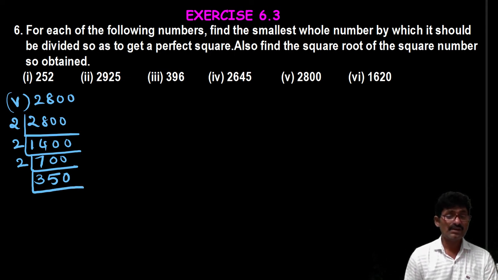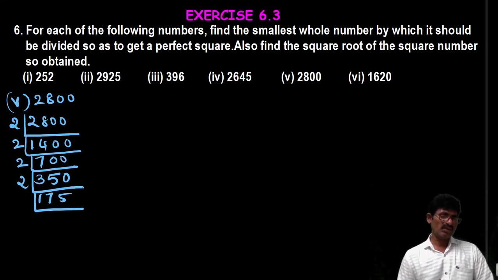Then again divide by 2. So 2 times 1 is 2. So 3 minus 2 means 1. Beside that we have 5, so 15. 2 times 7 is 14, 1 will be remaining, so 10. 10 means 2 times 5 is 10.